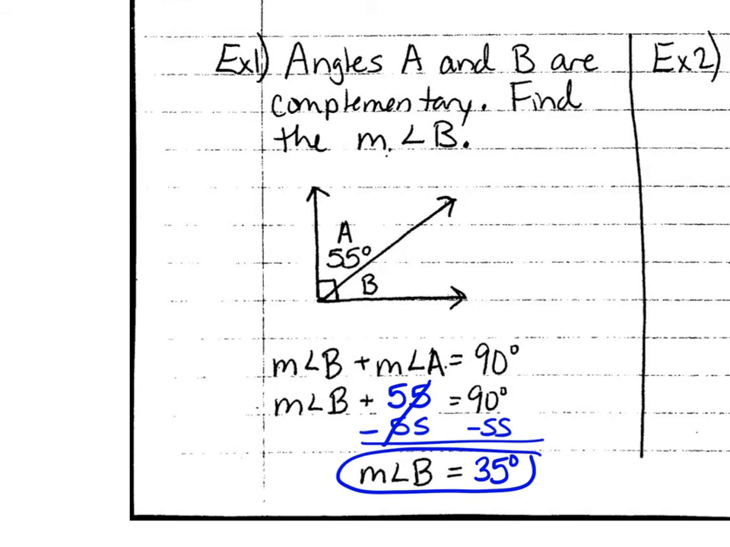You could go back and check it and say, okay, I got 35. Do 55 plus 35 add up to 90? Let's see, 55 plus 35, they do add up to 90, so that works.